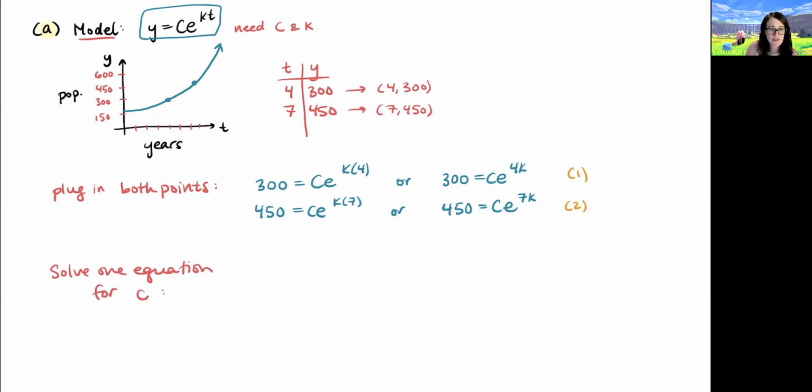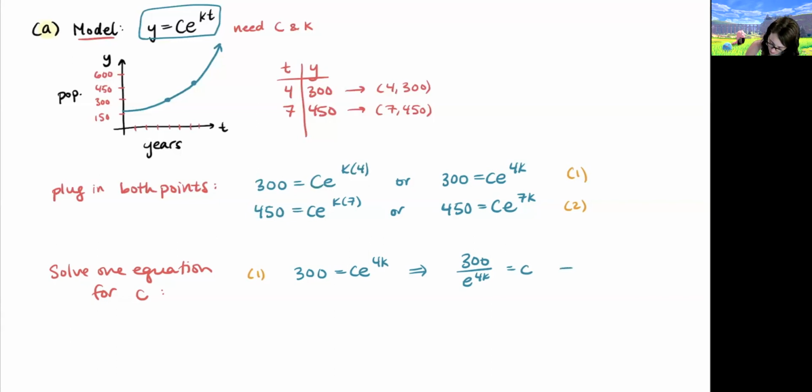So I'm just going to take the first one and solve it for C, but it doesn't matter which one you want to do. So I'm going to do 300 equals Ce to the 4K. If I solve this for C, I'm just going to divide by e to the 4K. Another way I could write this is 300e to the negative 4K, and I think that would probably be better.